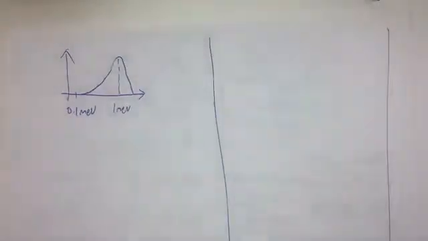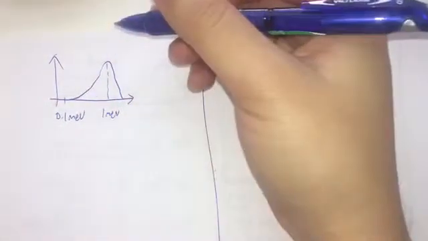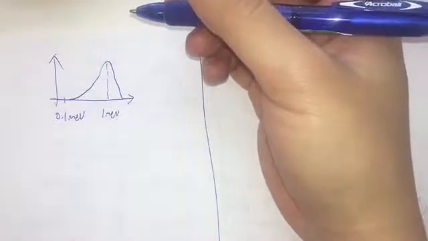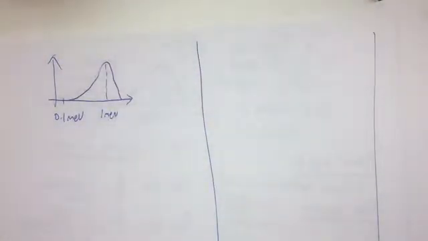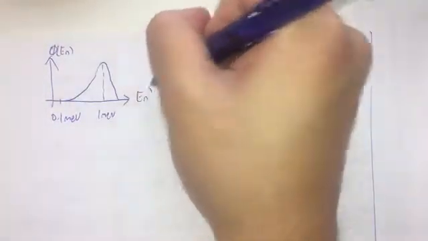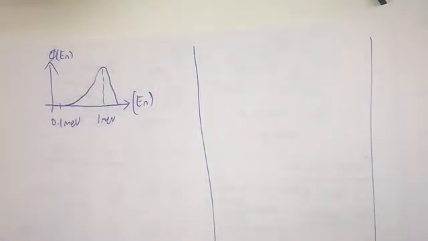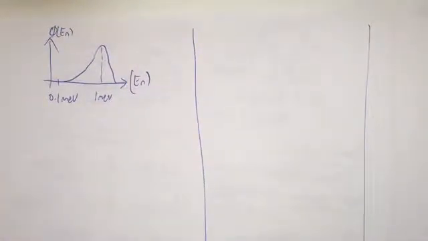Yeah, most of them will come at less than 1 MeV. Some of them will go over 1 MeV. Why is it not symmetrical? That depends on the energy level. So this is phi En, this is En. Now that depends on the energy levels when the neutron is emitted.